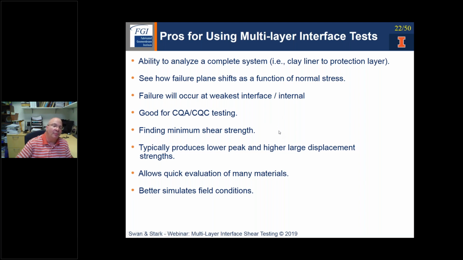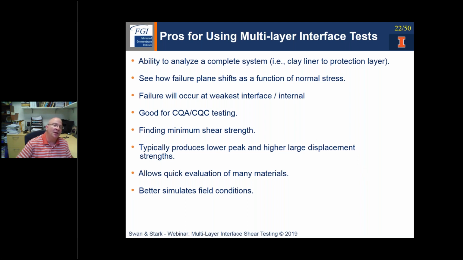We're always also measuring the minimum shear strength in the multi-layer test. We're not measuring the maximum strength at any interface. It is always going to be the weakest minimum shear strength. So again, if your minimum strengths exceed the minimums required in the specification, then one can assume that the entire lining system will exceed that.